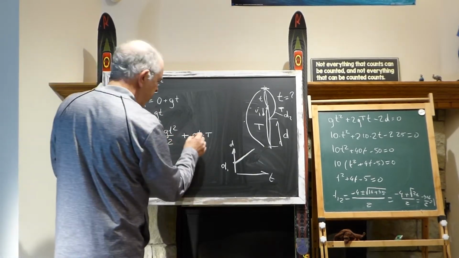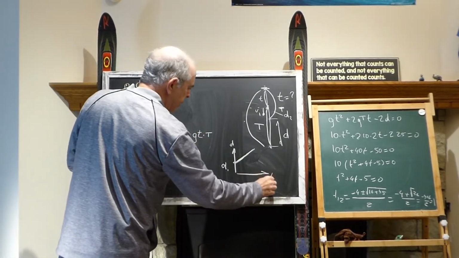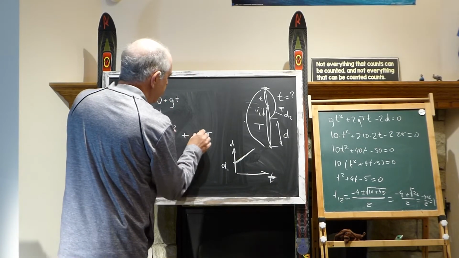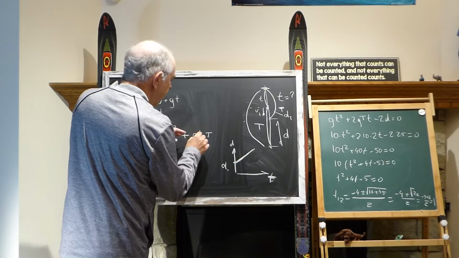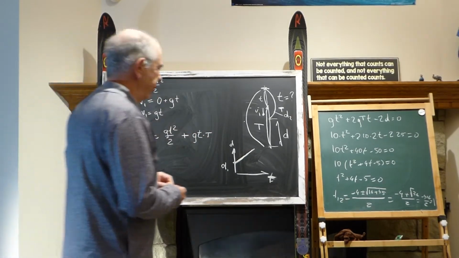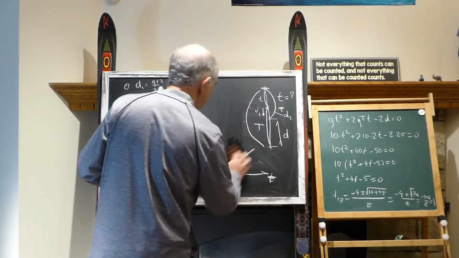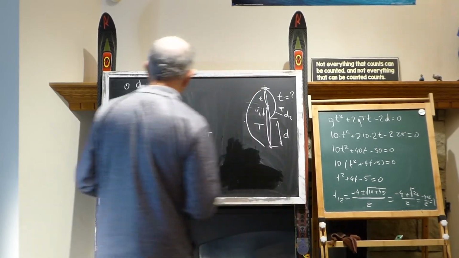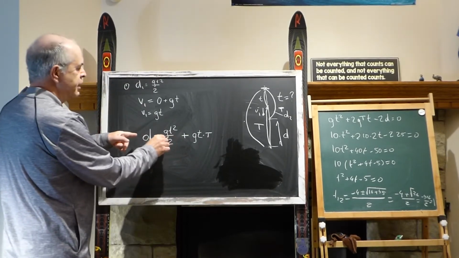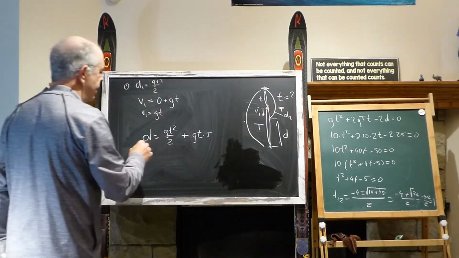So for each time t capital, let's put here t capital, for each time t capital, gt is a speed, and the distance is speed times time. So I got this equation. I'm not going to solve it here, but I want to make sure that this equation is the same as this.